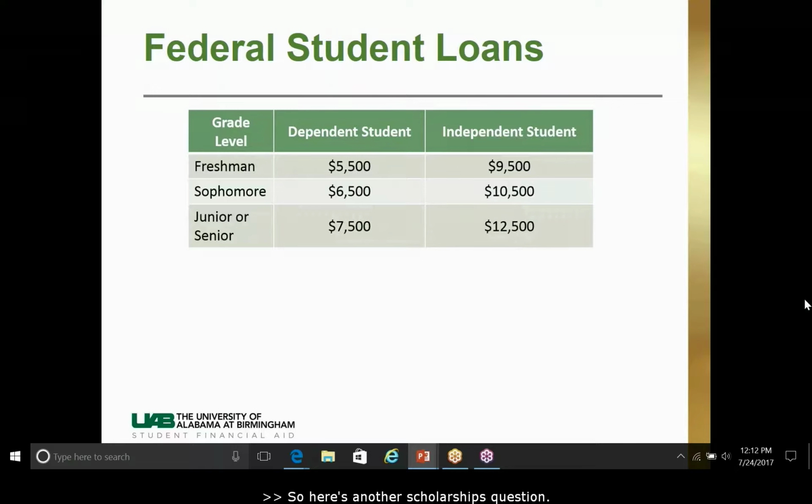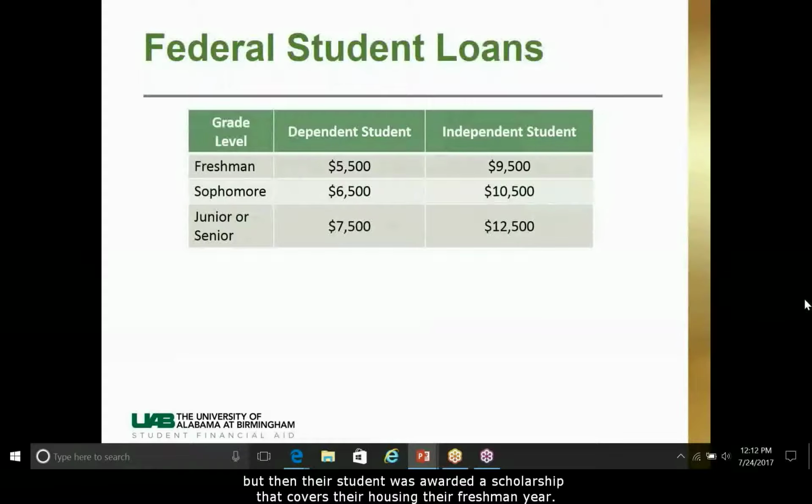So here's another scholarships question. A student paid the deposit for housing, but then was awarded a scholarship that covers their housing their freshman year. Will that deposit then be refundable? If so, when will it be, and how will it be refunded, using direct deposit?